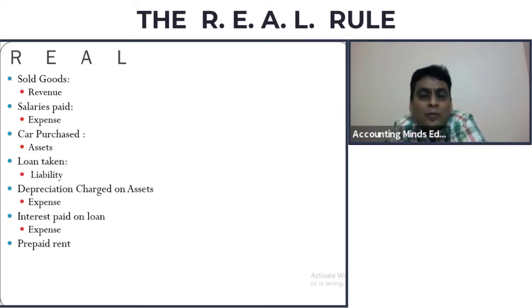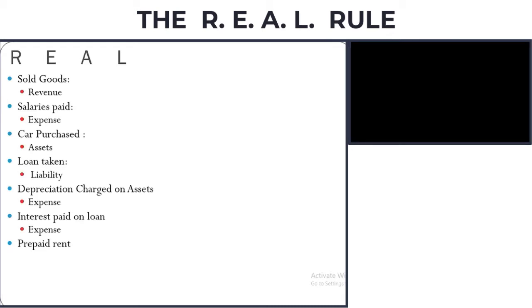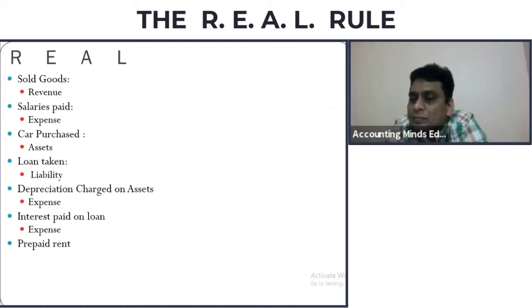What we generally think prepaid means, you may be thinking that in August I paid for September. No, it's not like that. For 2021 I paid in 2020. That is prepaid rent. So it is an asset. It will benefit in future. Agree? Yes, sir.